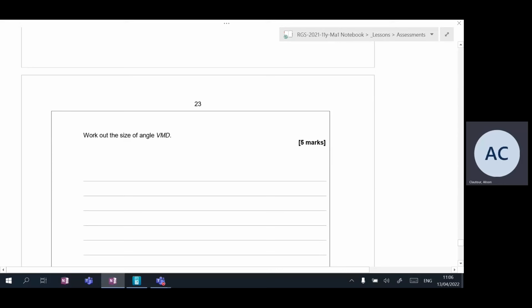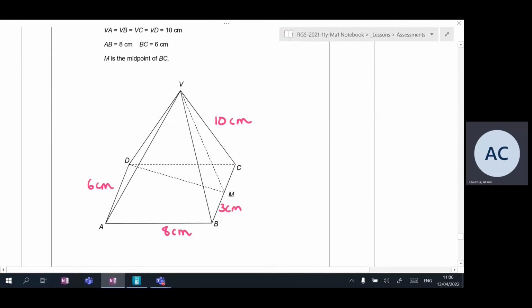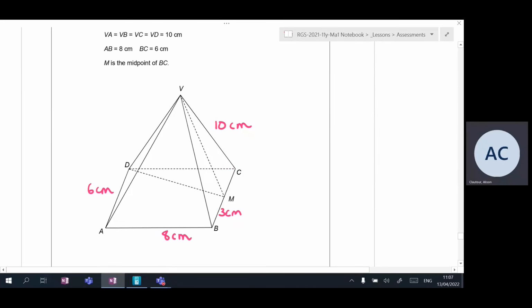Okay, we're trying to find the size of angle VMD. So VMD, they've drawn that triangle in for you, so we're trying to find this angle here. In that triangle, we want to find anything that we can find. We obviously know that VD is one of the sloping edges, so we know that's 10 centimetres as well. So we've got to find MD and MV.